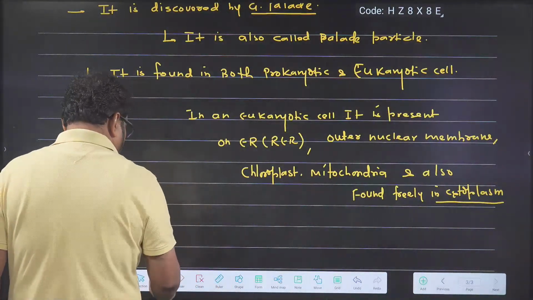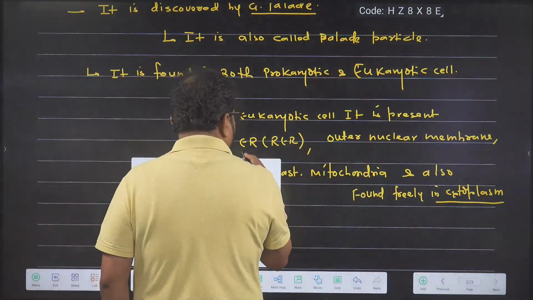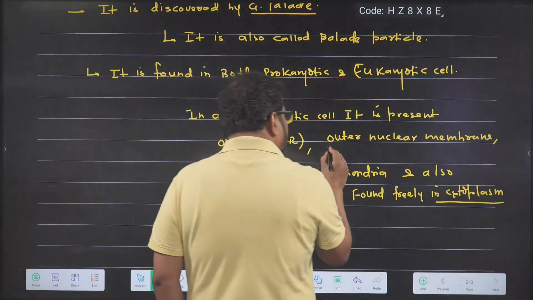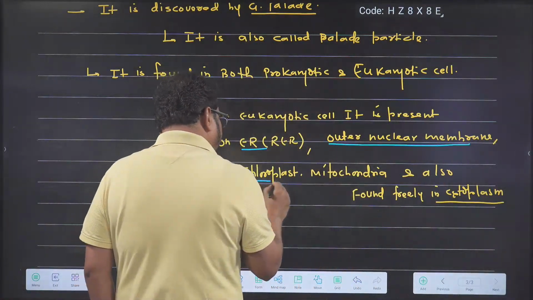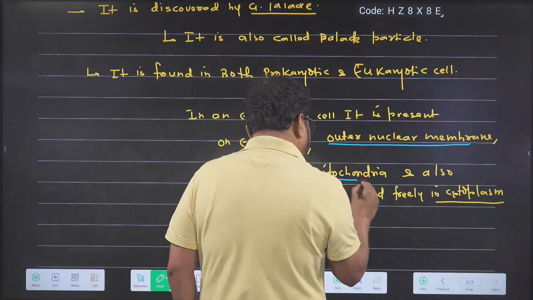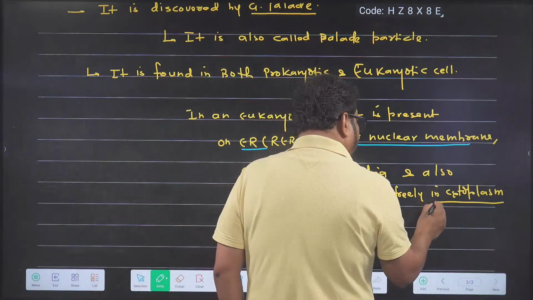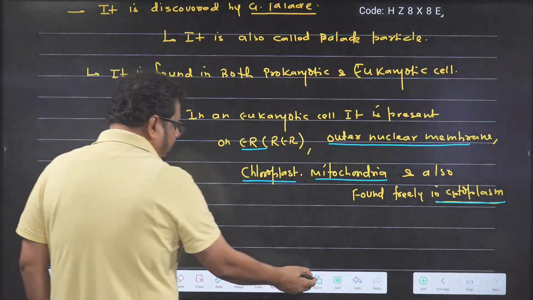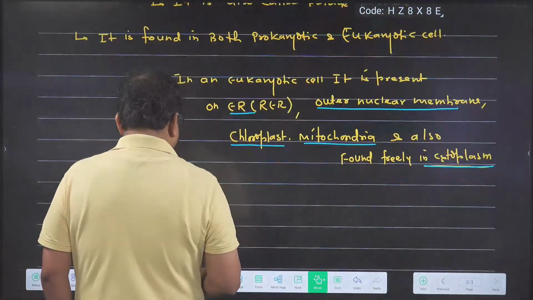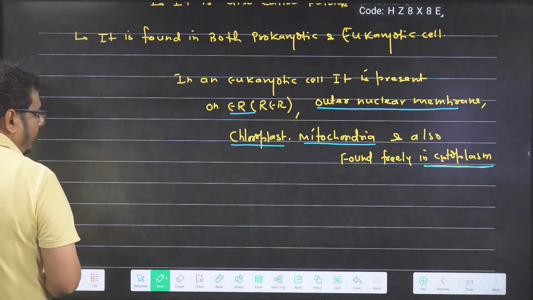How many places did I write in the eukaryotic cell where it is present? One place I wrote ER, you better know. It is also present in the outer nuclear membrane. You also know it is present in chloroplast and mitochondria. And it is also found freely in which one? Cytoplasm. So these are the places where it is present in the eukaryotic cell. But it is also present in the prokaryotic cell. Got the idea? Is it clear in the mind?